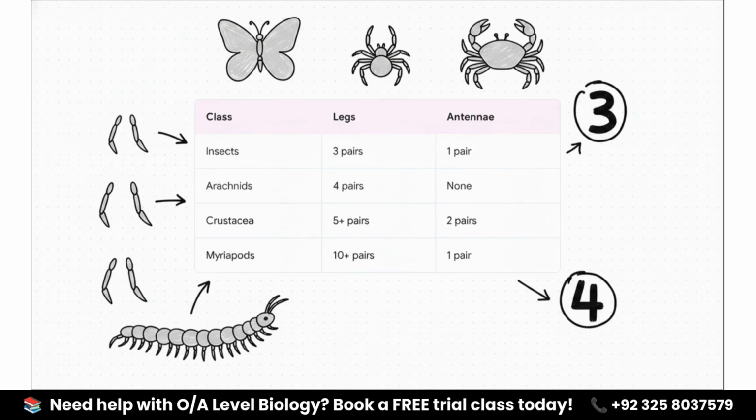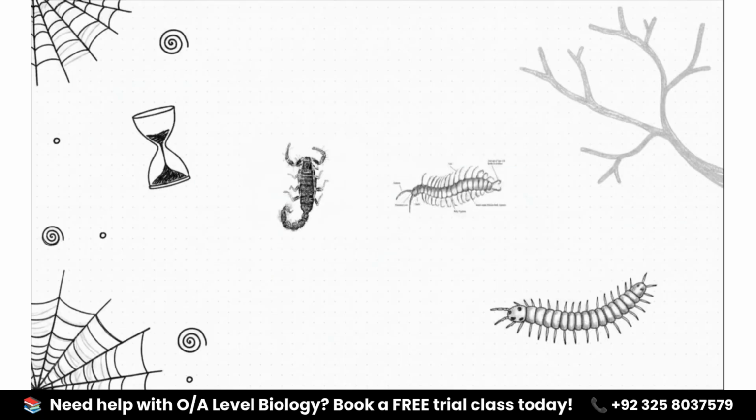Insects have exactly 3 pairs. Arachnids have exactly 4 pairs. Crustaceans have 5 or more pairs, and myriapods have 10 or more pairs. If you just memorize those numbers, 3, 4, 5, 10, you'll instantly know which class of arthropods you're looking at. And this brilliantly illustrates that leg counting hack in action.